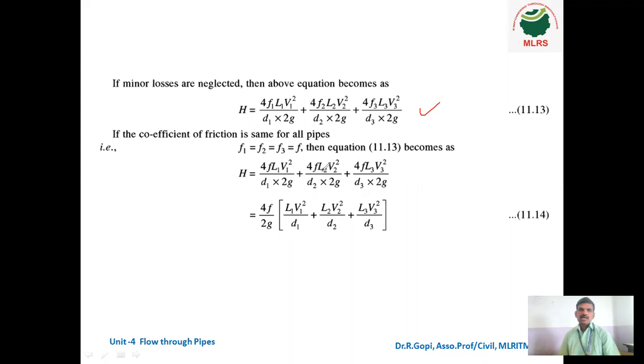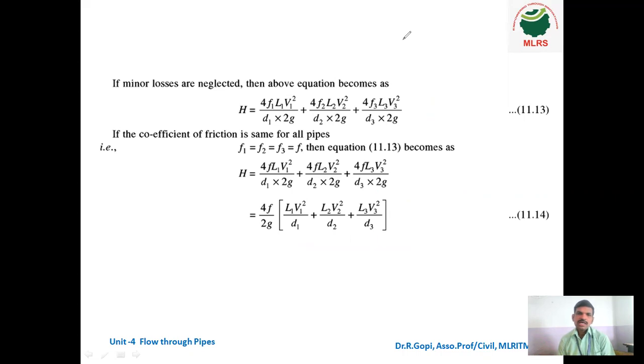4F L2 V2 squared divided by 2G D2 plus 4F L3 V3 squared divided by 2G D3. Here 4F divided by 2G is the common term, so keep it outside. Finally, this is the formula. There are two formulas here, one considering minor loss and the second one without considering minor loss. It is based on the question.